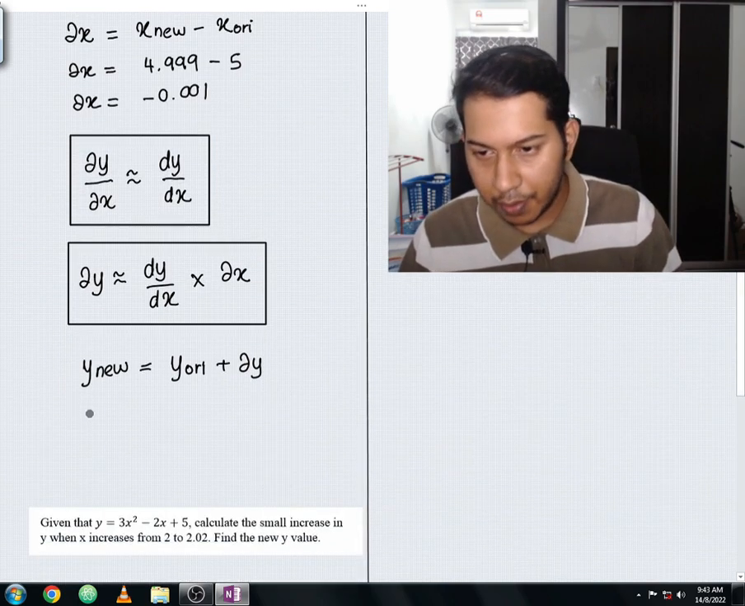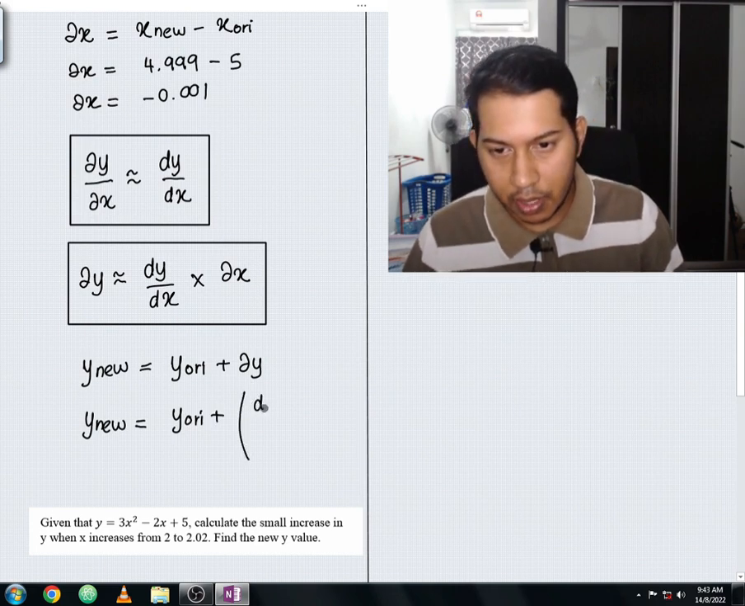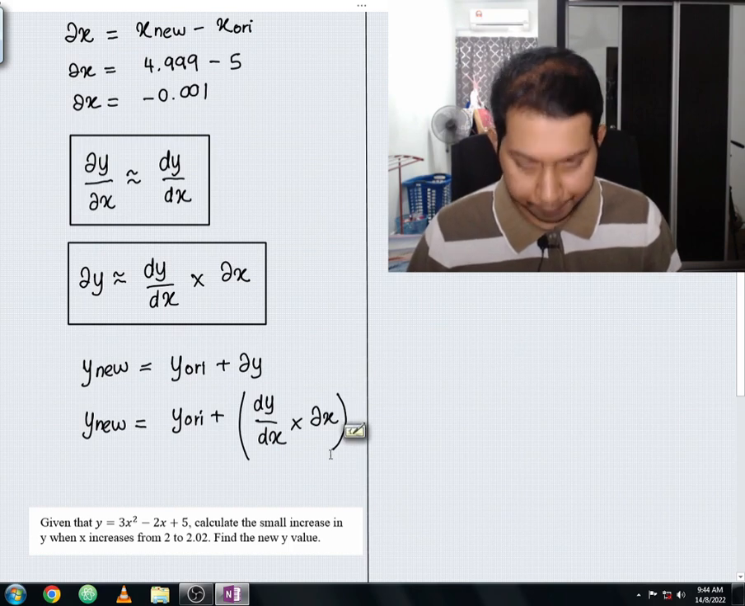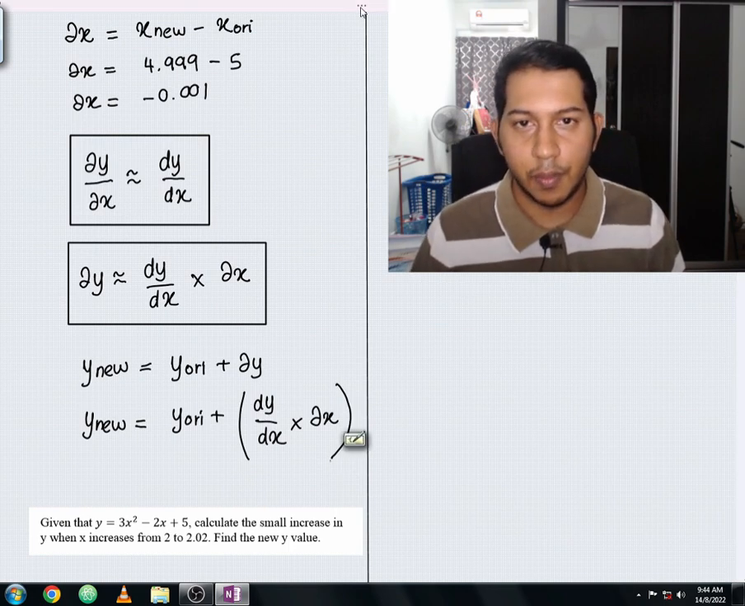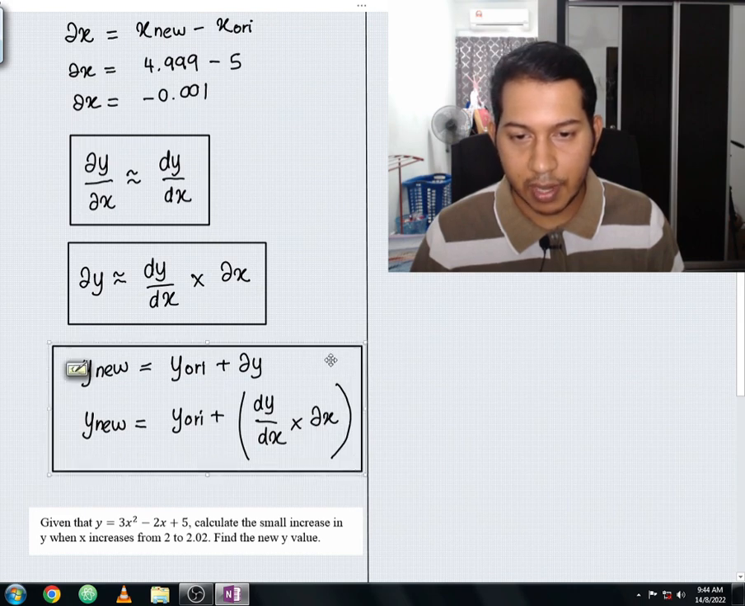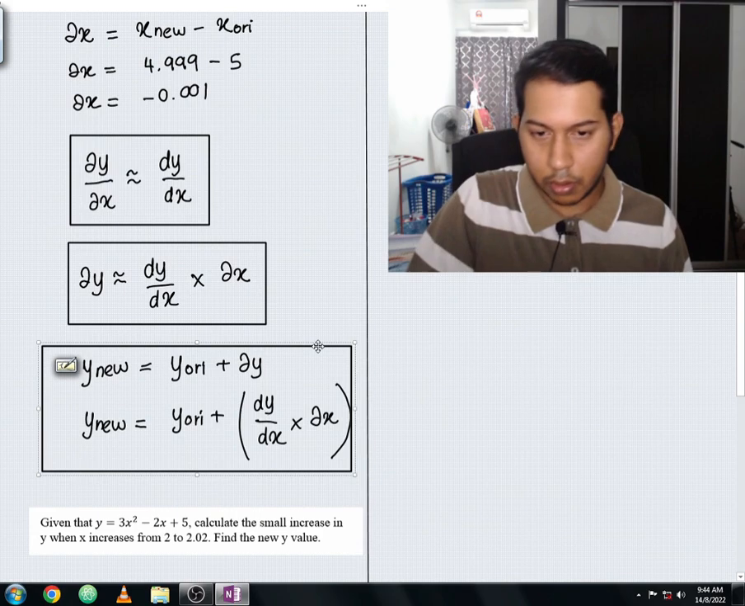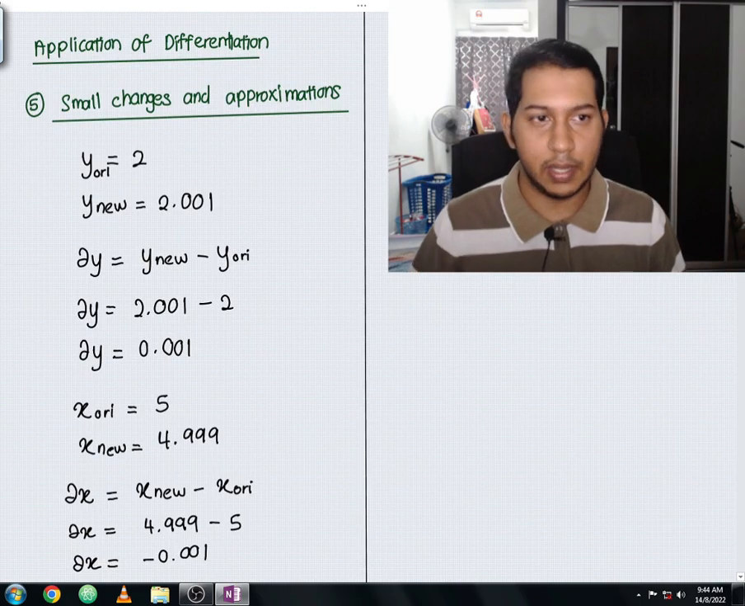So from here, y new is equal to y original plus, let me put in the bracket here, dy over dx times delta x. So this is the formula, guys. I've already shown you the overall idea of what small changes and approximation look like. So this is the quick theory of small changes and approximations.